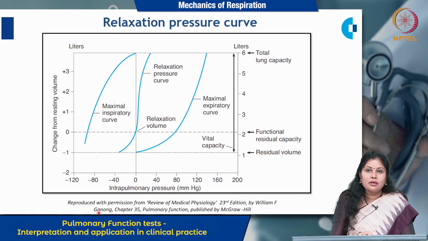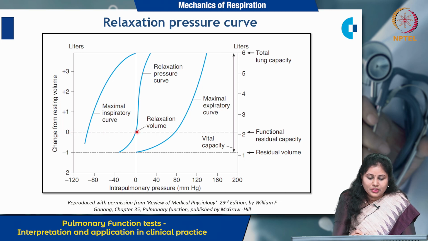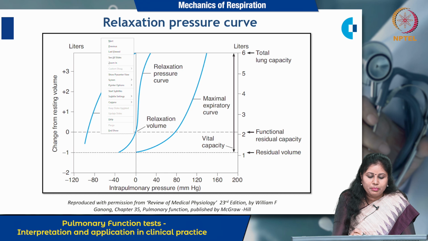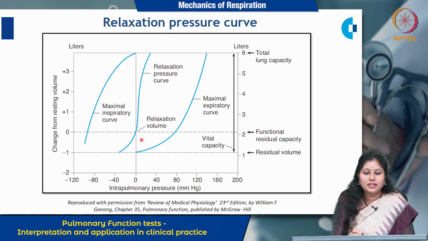Now, if you observe, at 0 intrapulmonary pressure, the volume is also 0. That means, this is a volume which does not change. It is actually represented as end expiratory volume, which represents the functional residual capacity. At this point, the pressure is 0 and the volume is also not changing, and this point is said to be the relaxation volume. That is, the functional residual capacity which is present at the end expiratory point is said to be the relaxation volume.